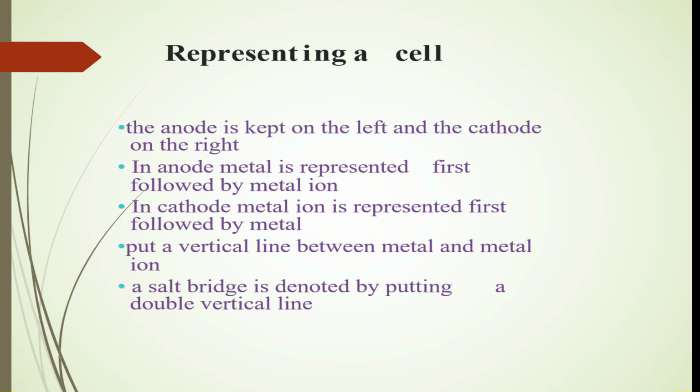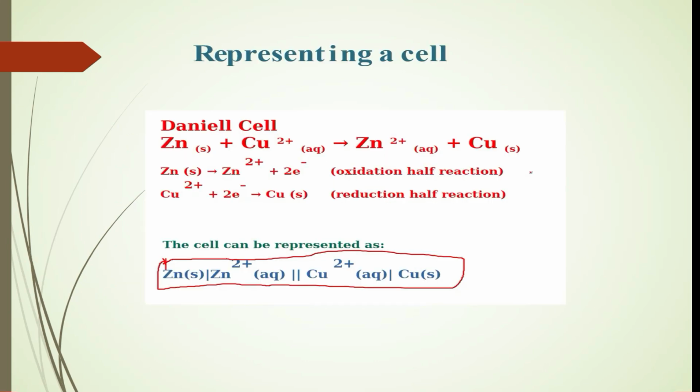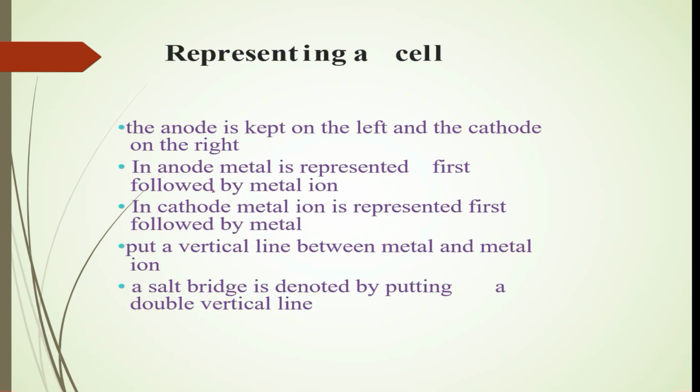In the anode, the metal is represented first, followed by the metal ion. Let's discuss that with an example. Anode: metal, metal ion; copper, metal ions. Here oxidation, here reduction. In that way we write the oxidation and reduction half of the cell.